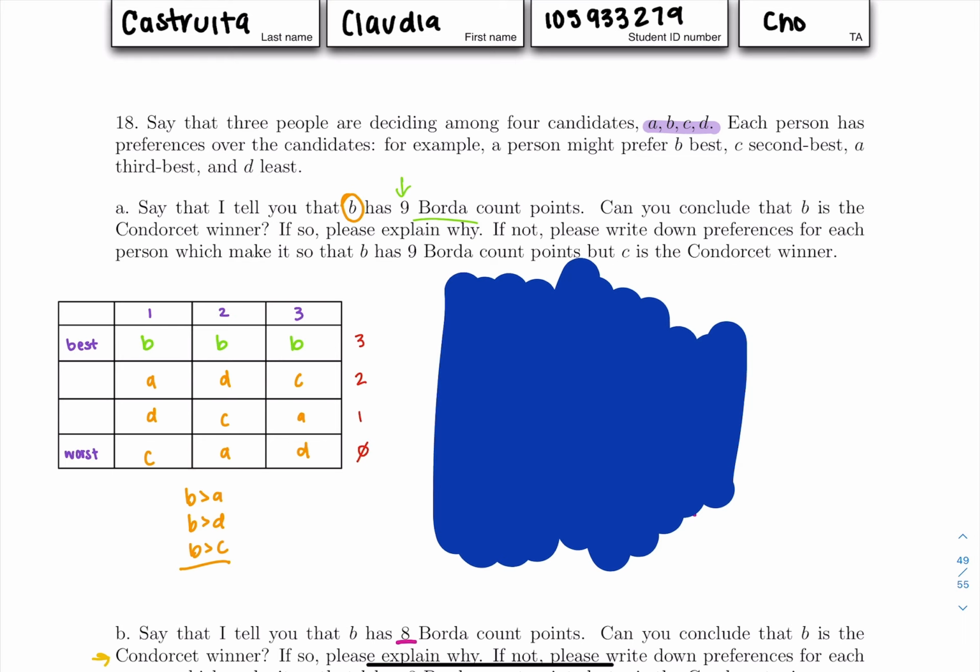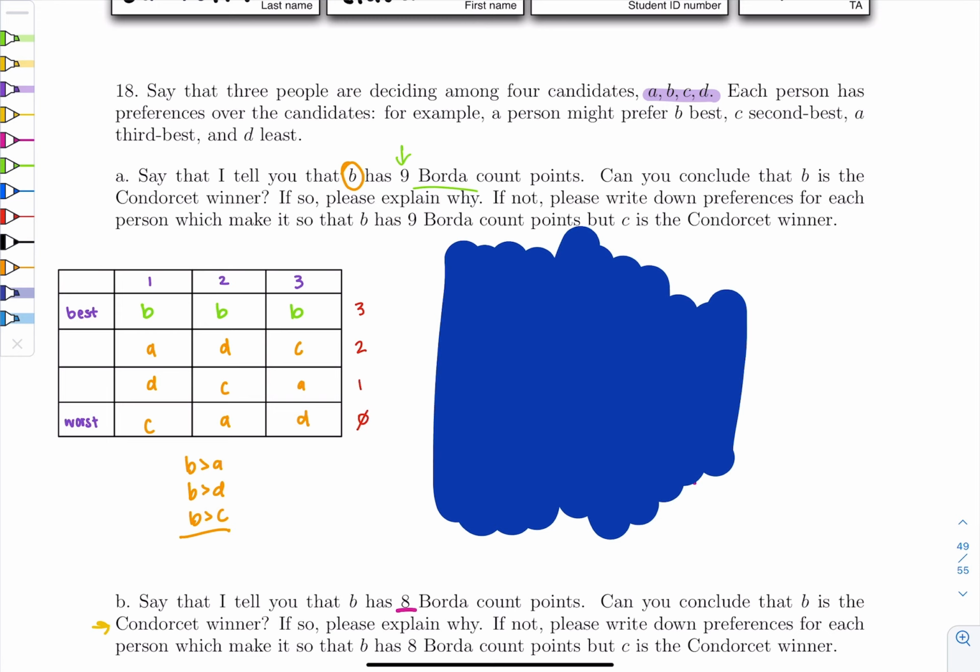So the question asks, if B has 9 Borda count points, can we conclude that B is the Condorcet winner? In order for B to have 9 Borda count points, it must be situated within the first ranking for each voter, so that B receives 3 points total. That's the only way that B could get 9 Borda count points in this situation. So pretty easy, this question.